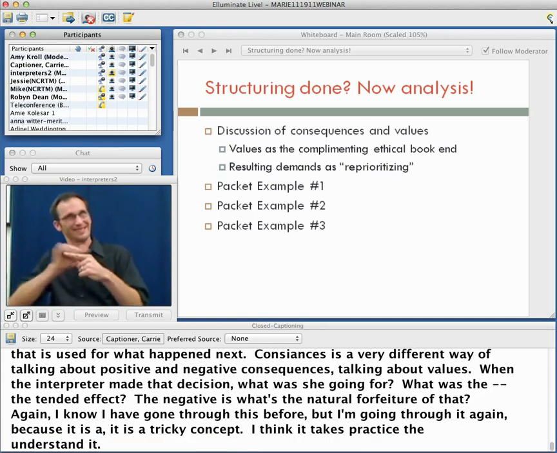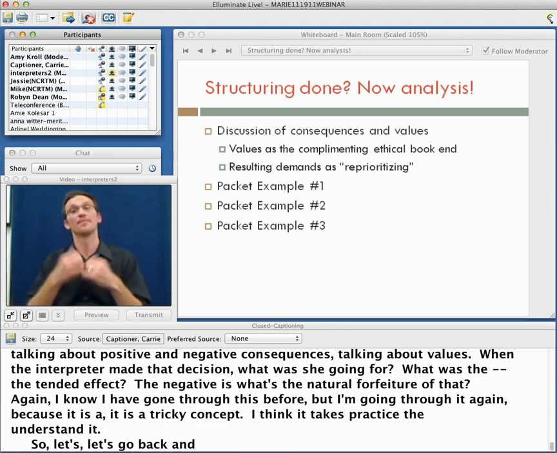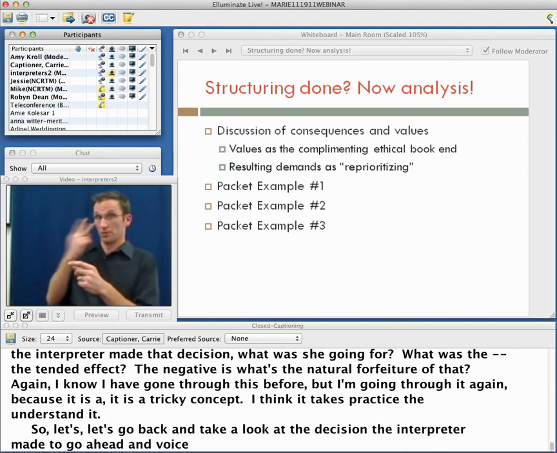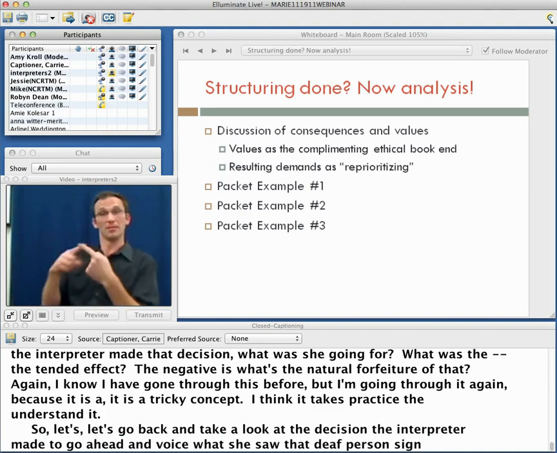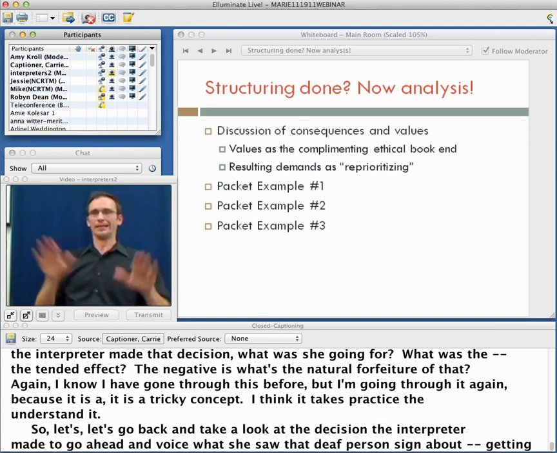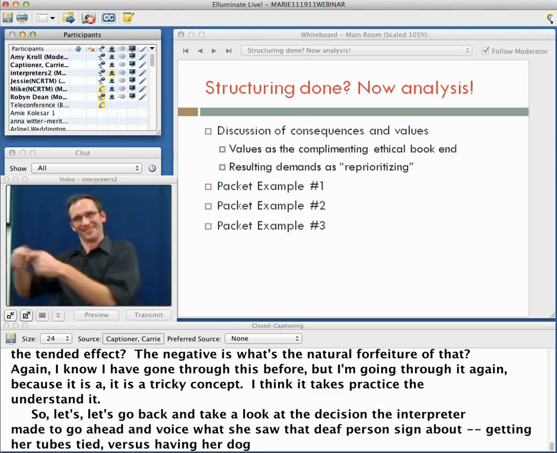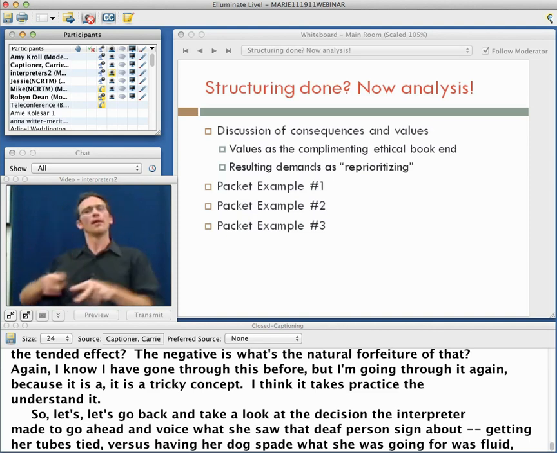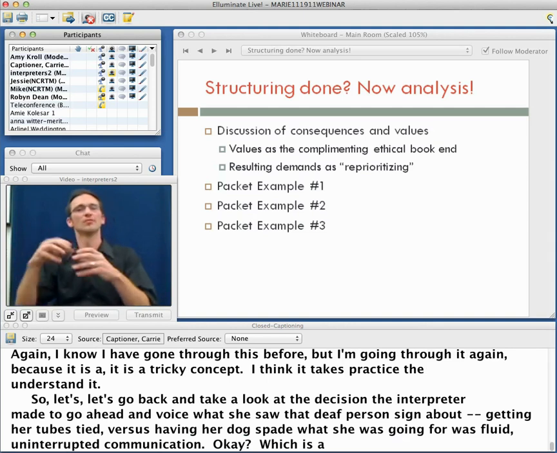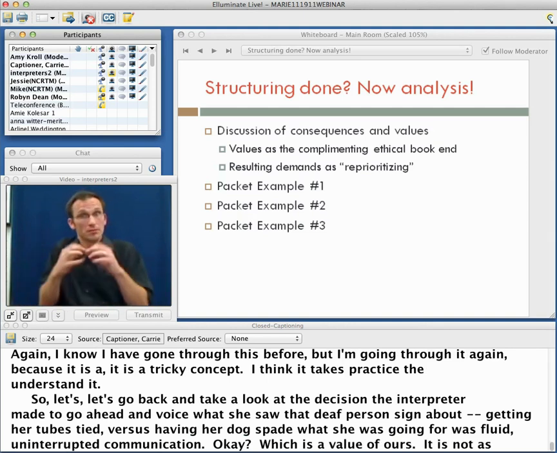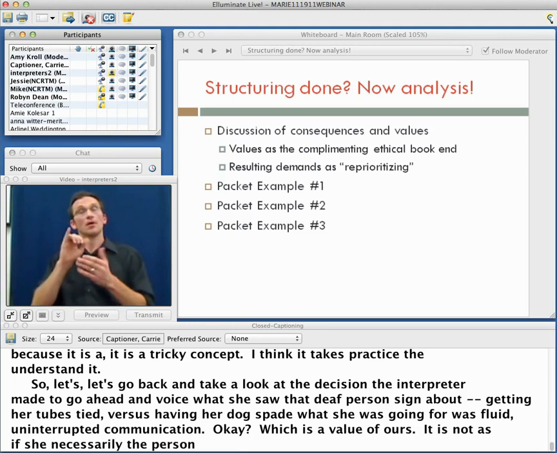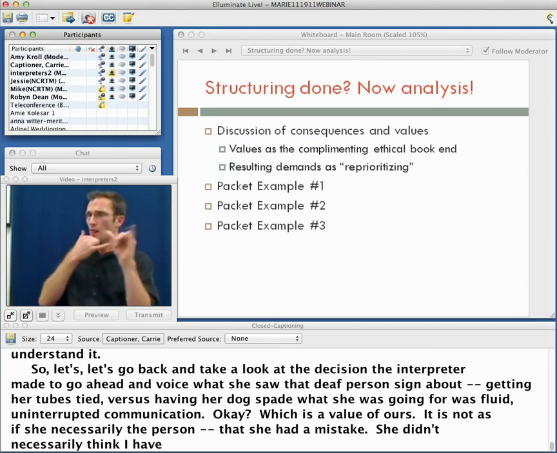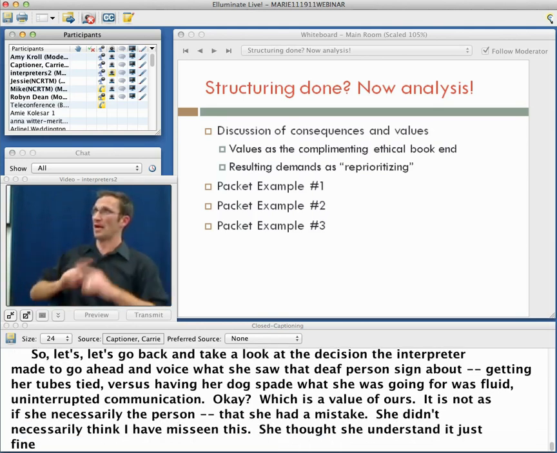So let's go back and take a look at the decision the interpreter made to go ahead and voice what she saw that deaf person sign about getting her tubes tied versus having her dog spayed. What she was going for was fluid, uninterrupted communication, okay, which is a value of ours. It's not as if she necessarily thought the person had made a mistake. She didn't necessarily think, oh, I've misseen this. She thought she understood it just fine. She just couldn't believe the deaf person was saying it out loud.